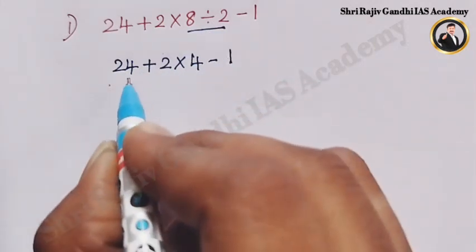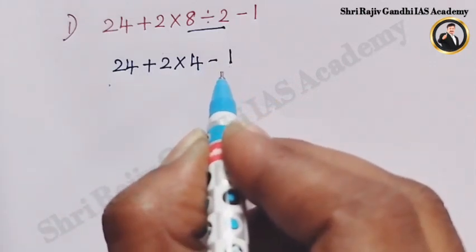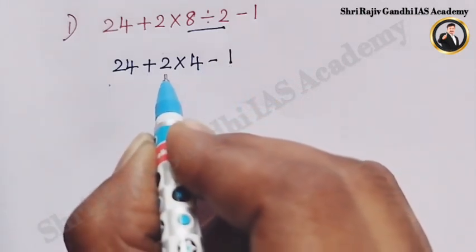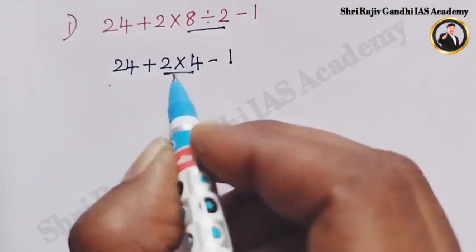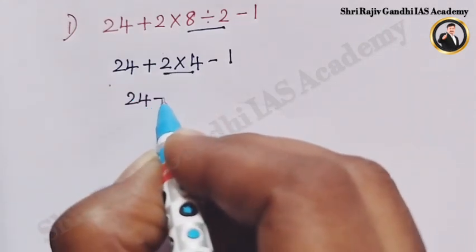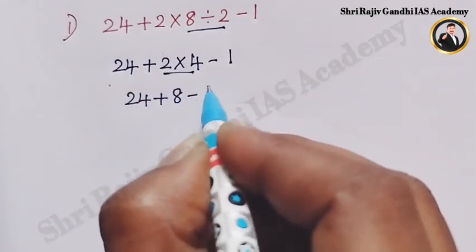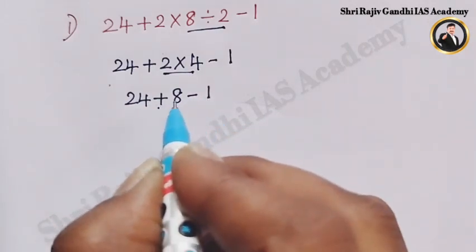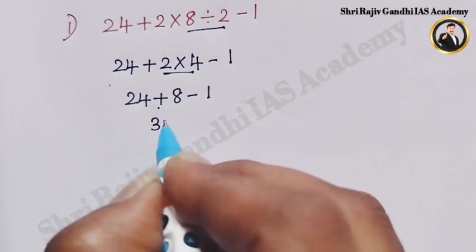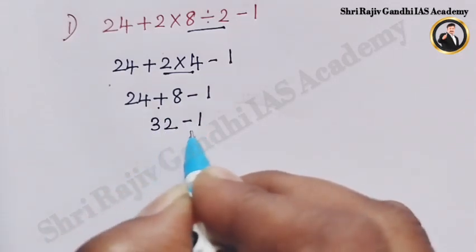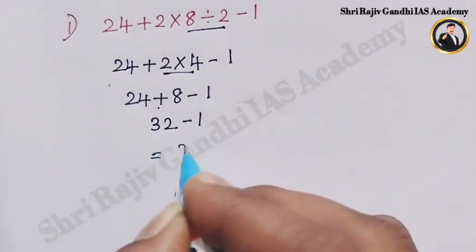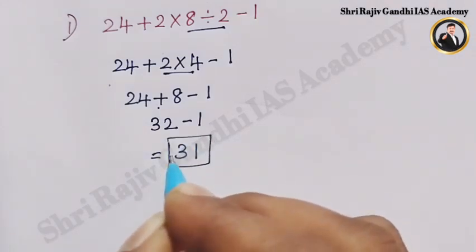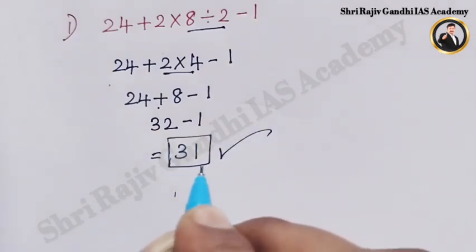The next step according to the BODMAS rule is multiplication. So 2 into 4. So here 24 plus 2 into 4 is 8, minus 1. The next step is addition. So here 24 plus 8 is 32, minus 1. Finally, we have to do the subtraction. So 32 minus 1 is 31. So 31 is the correct answer here.